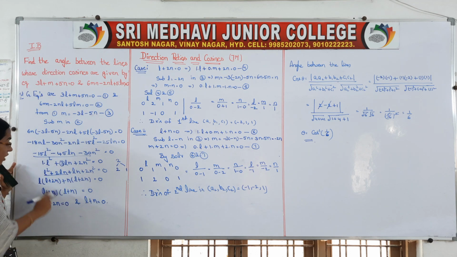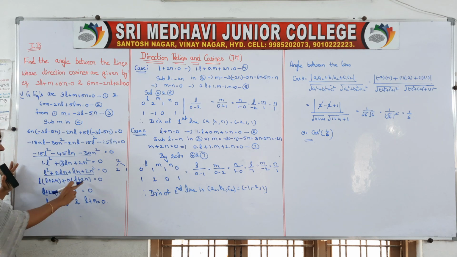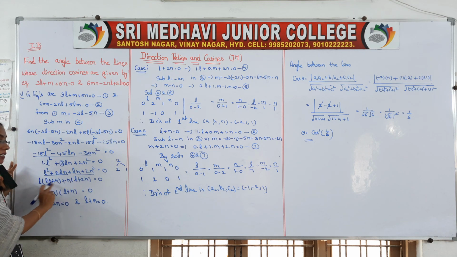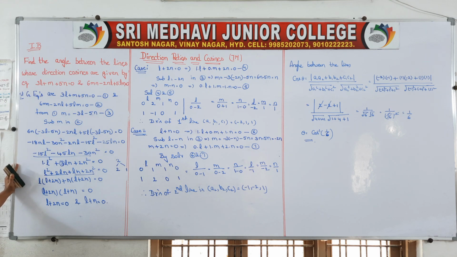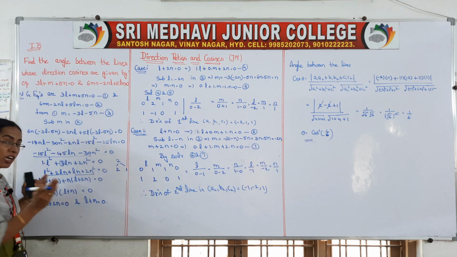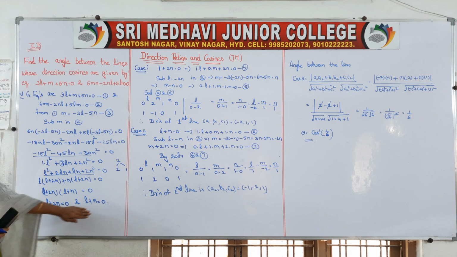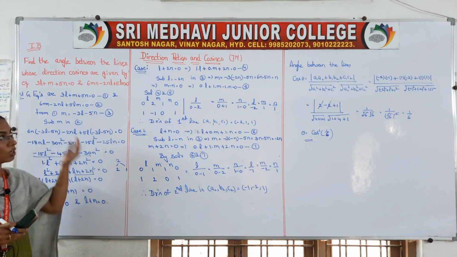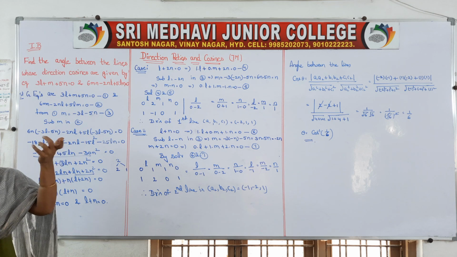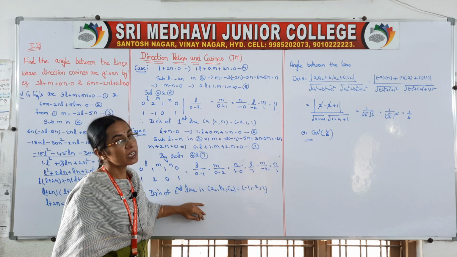Next, from these two we can take l common, and from these two we can take n common. Again, if we observe, l plus 2n is common in this equation. So you take l plus 2n, then l plus n is equal to 0. So l plus 2n is equal to 0, l plus n is equal to 0. We got two equations. That's why we will take this equation as case 1 and this equation as case 2. With case 1, we will get one set of direction ratios, and with case 2, we will get another set of direction ratios.